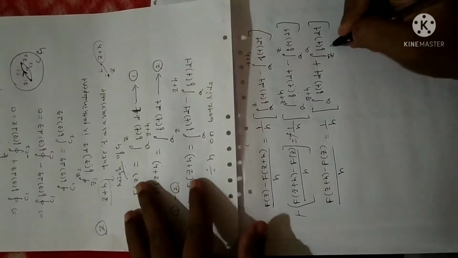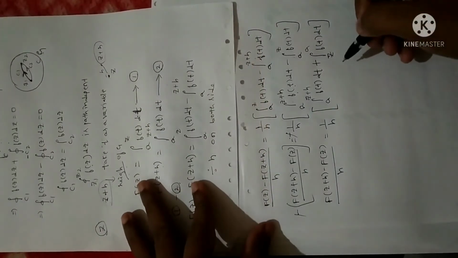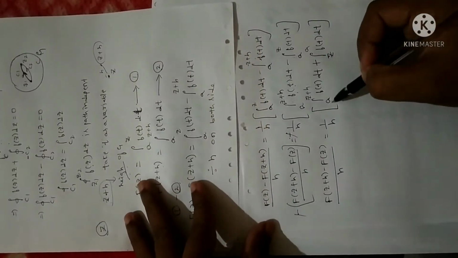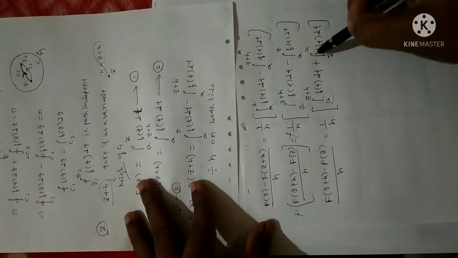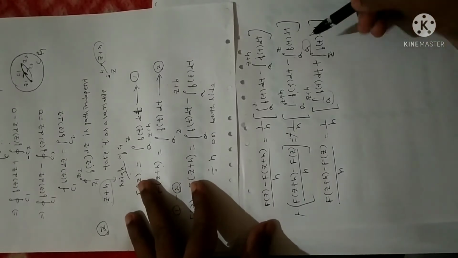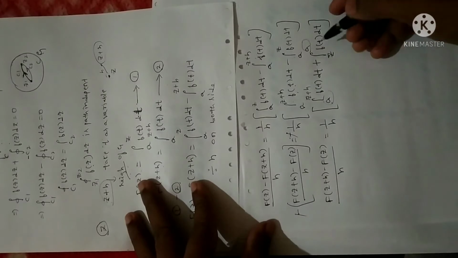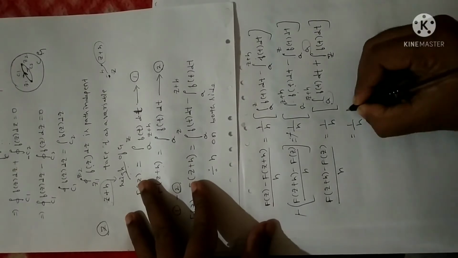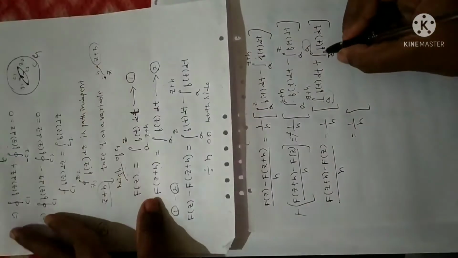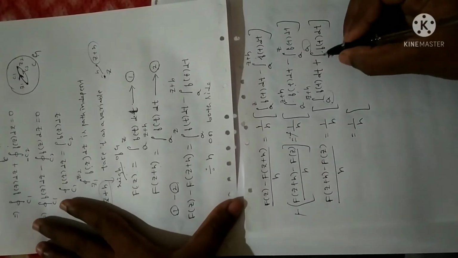Hope this step is clear. Now again applying the property of integral, see here, since here the lower limit is a, here the upper limit is a. Further, if you are finding difficulty, let me write one more step. So 1 by z. What I'm going to do is, first let me write this one.